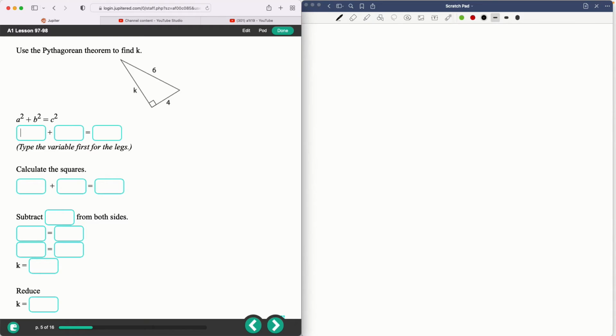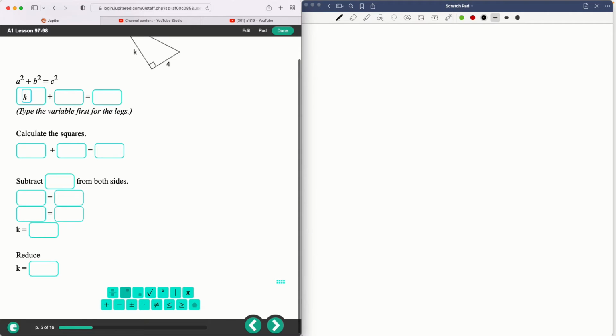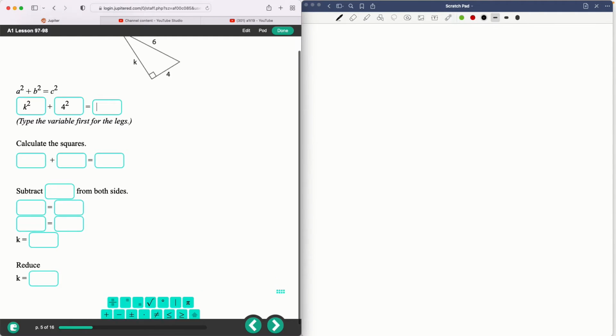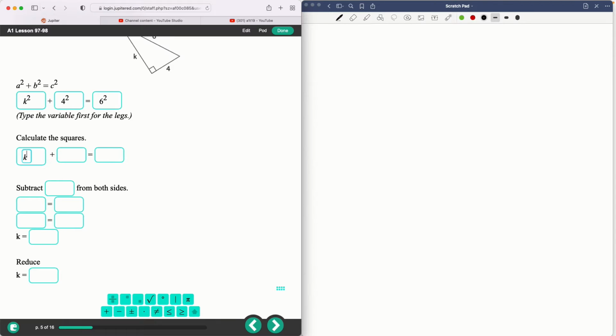It's not super hard, ladies. We can do this. Same principle, only this time we have K for the upright. Let me put the square in. And then I have 4, we put the square in. And then we have the hypotenuse, which is 6, so I put the square in for that. And that remains K squared. This becomes 16, and this becomes 36.